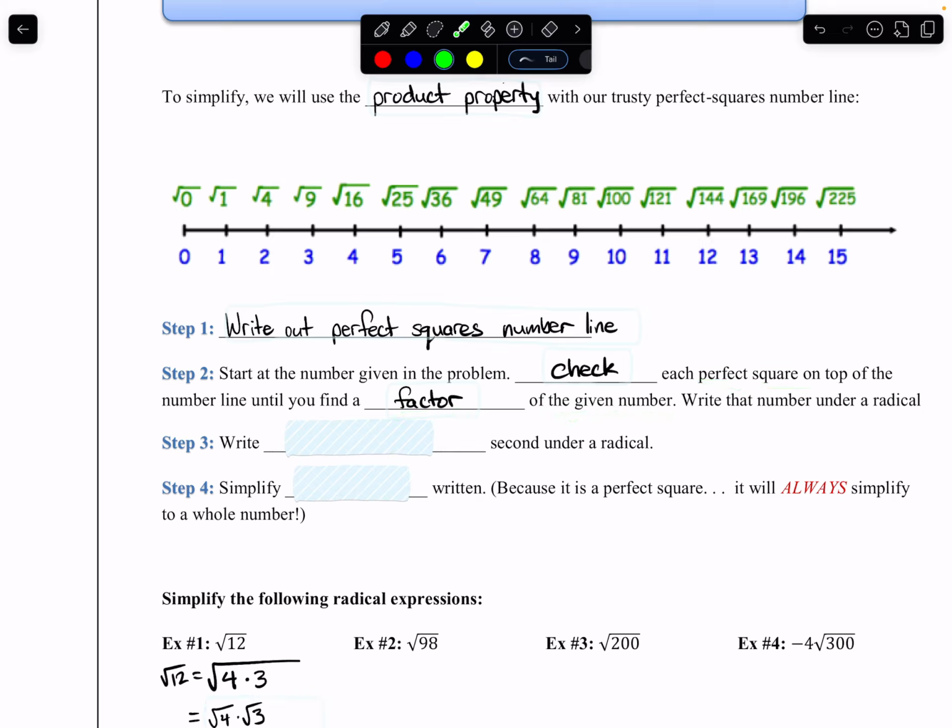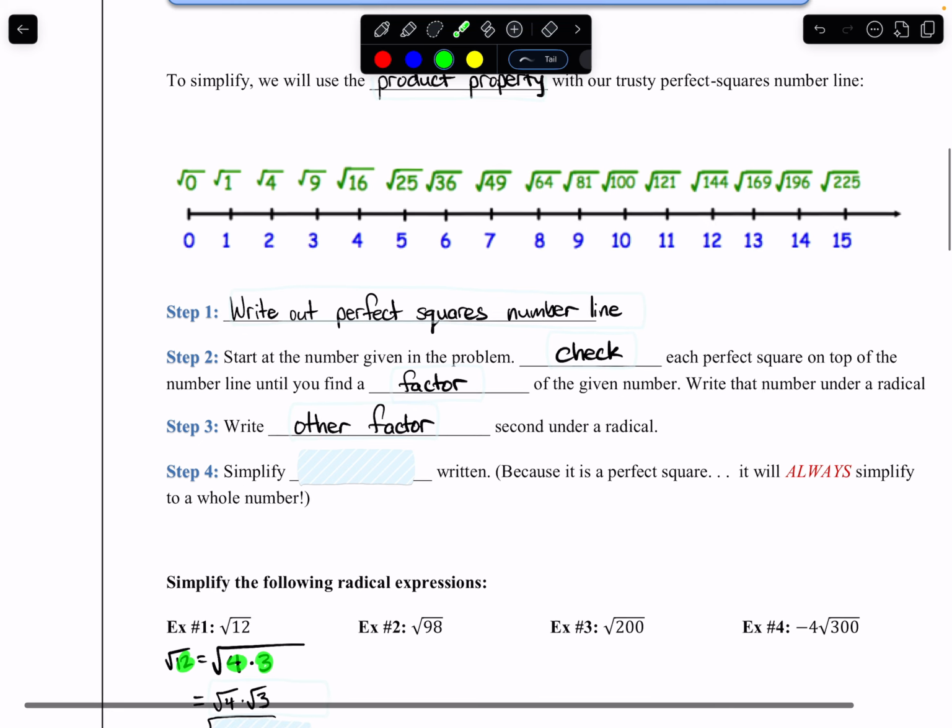It's 4. We're going to write that number under the radical. So we draw a radical symbol, put the 4 there. The next step is to write the other factor second under the radical. So not only do you need to recognize that 4 is the biggest perfect square that goes into 12, but you also need to know 4 times 3 is 12, right? So we're just factoring 12 as a product of 4 and 3.